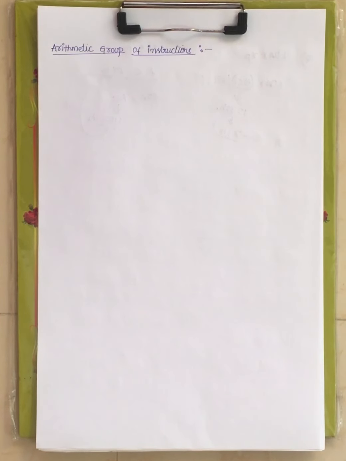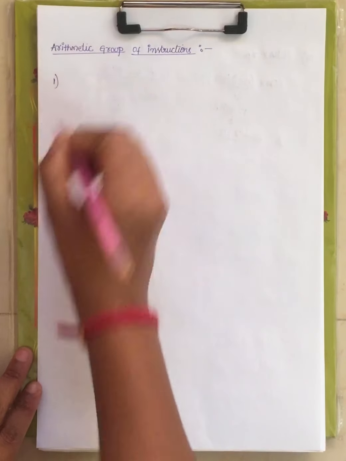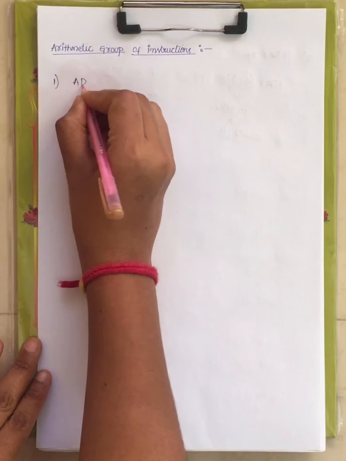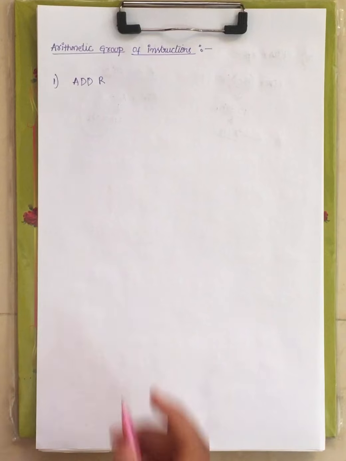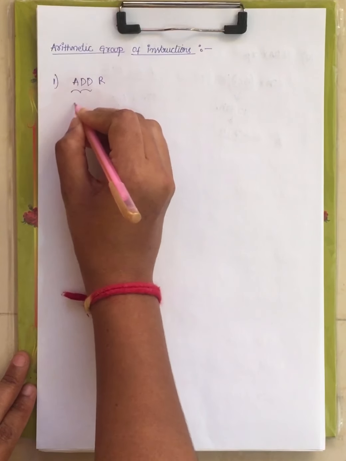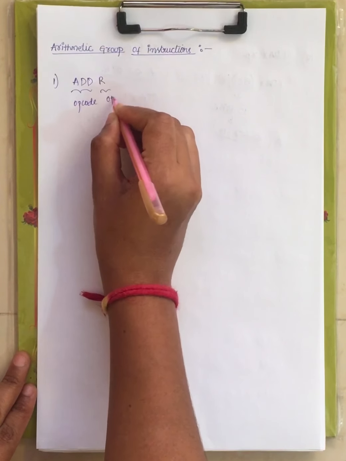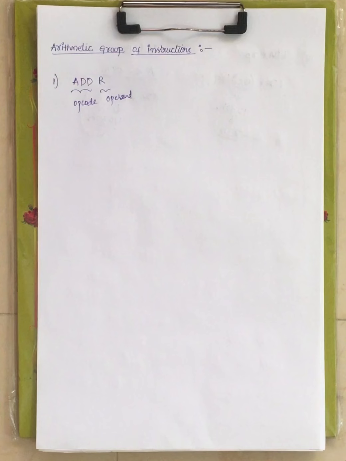Now coming to the arithmetic group of instructions, the first instruction is ADD r. Which arithmetic operation will it do? Addition. Here r is nothing but a register, ADD is the opcode, and r is the operand.